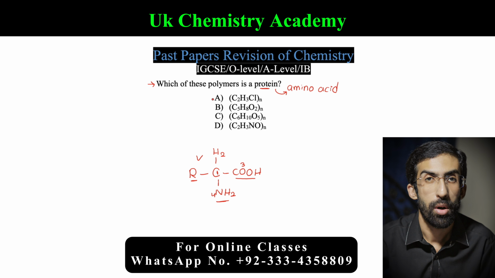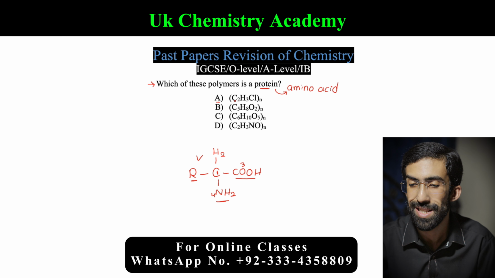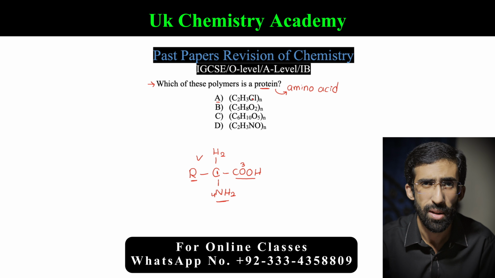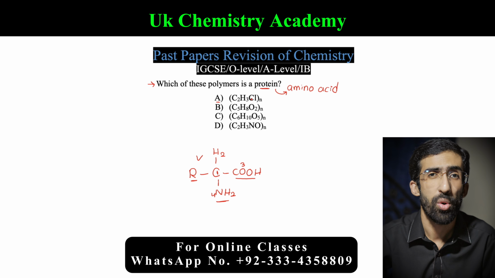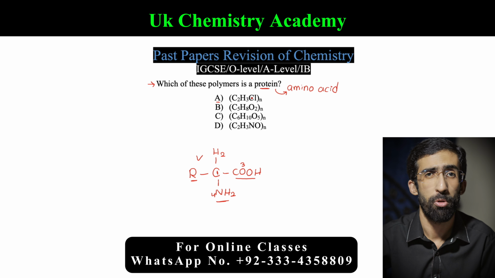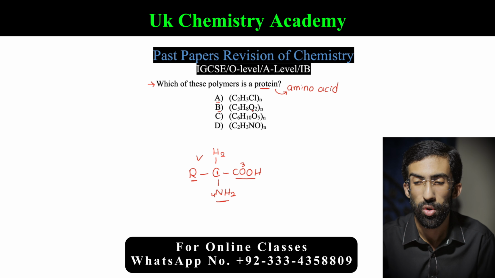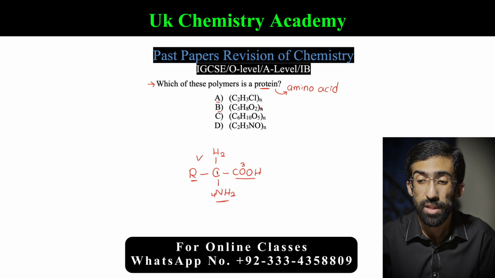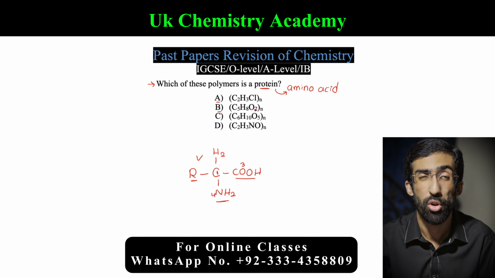Now let's come to the options, the alpha option. The alpha option polymer contains carbon, hydrogen, and chlorine. No, it is not a polymer of protein because it contains chlorine, and chlorine is not present in the polymer of protein. The beta option: carbon, hydrogen, and oxygen. No, there is a missing nitrogen atom in this polymer. That's why we cannot say that it is the polymer of protein.